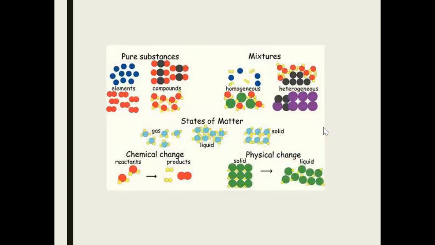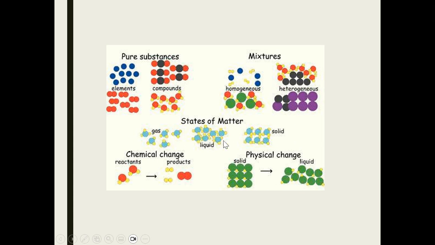So from a visual, pure substances are one thing: only blue, only black, only red, only yellow. Mixtures, a homogeneous mixture, would be thoroughly spread out. You can't really tell where one set combines, the other doesn't. Whereas a heterogeneous mixture, you would see, hey, all the black atoms would be on the bottom, or in this case, all the purple atoms would be off to one side. So you can definitely see a flow.